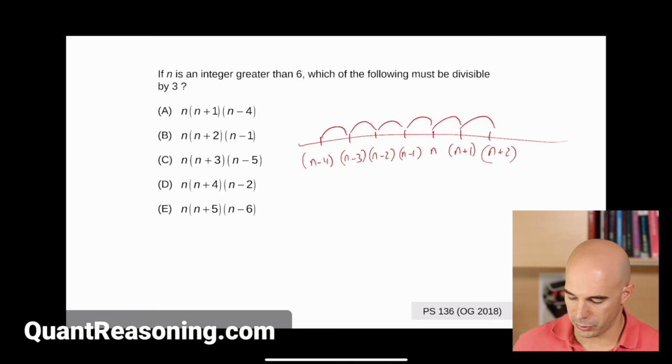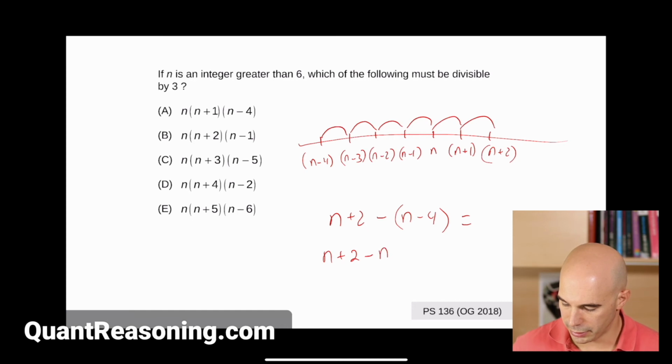Now a faster way to do that is to take n plus 2 and subtract from that n minus 4. That will also give you the distance between two numbers on the number line. So that's n plus 2 minus n, and then you've got the minus minus. That turns into plus 4, and that's 6. That's maybe the faster way to find out how far apart they are.